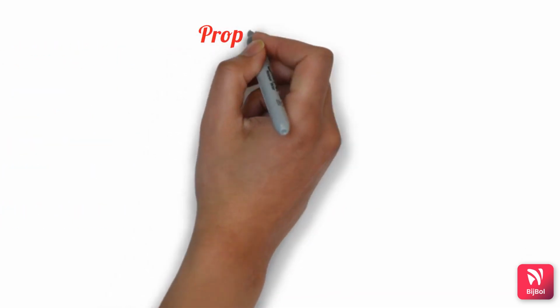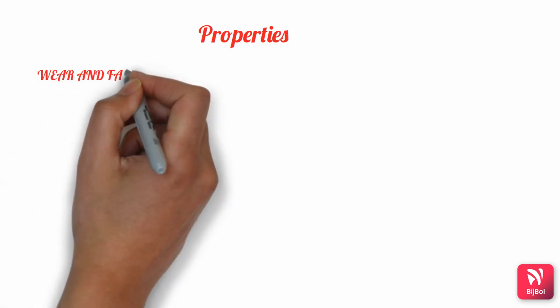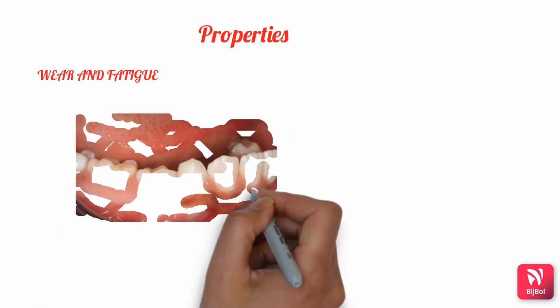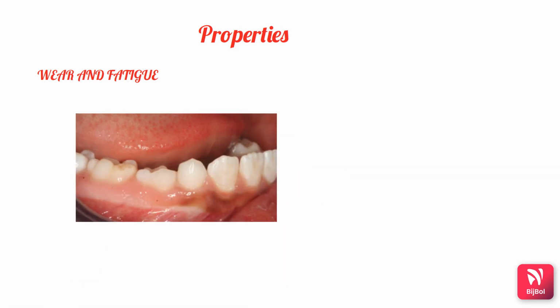Now we'll see the properties of the GIC. If you observe the properties of the GIC, the first is wear and fatigue. In general terms, wear is nothing but deterioration. So this marginal breakdown occurs due to the cyclic loading during the mastication procedures.